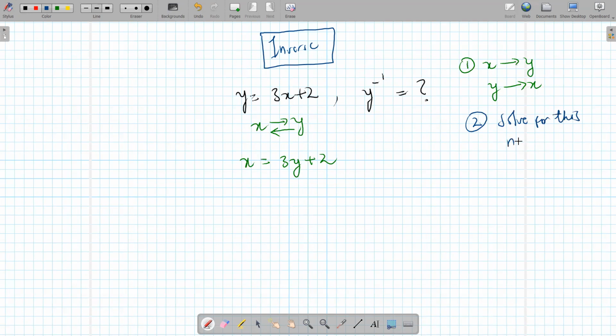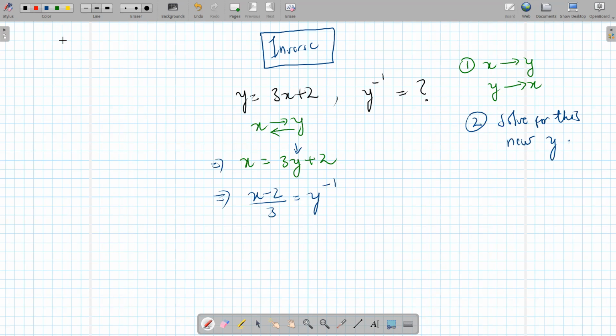After you change it, you're going to end up with a y somewhere. We're going to solve for this y. Look at this equation. It's a linear equation. How do we solve for this? We want to isolate y. You subtract 2 and divide by 3. Exactly, x minus 2 divided by 3, and there we go. This is y inverse. And that's it.